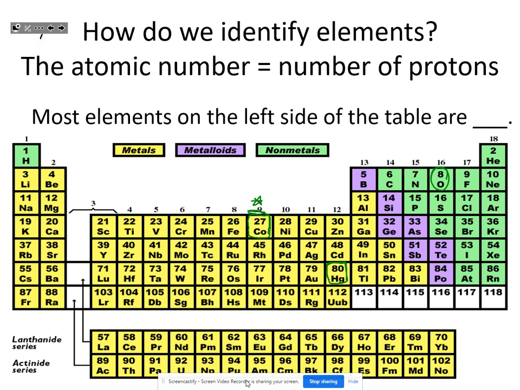Most elements on the left side of the table are metals. You can see the yellow color. They correspond. There's really one that isn't, and that's hydrogen. And it's over there for a special reason. We'll talk about that later.